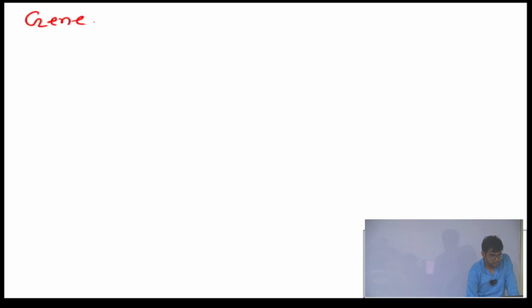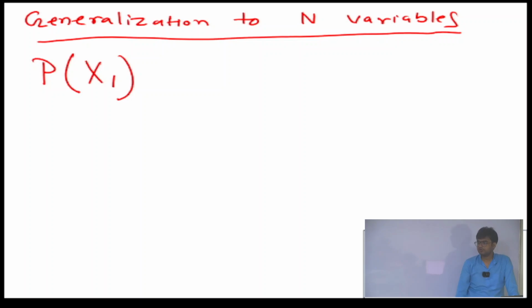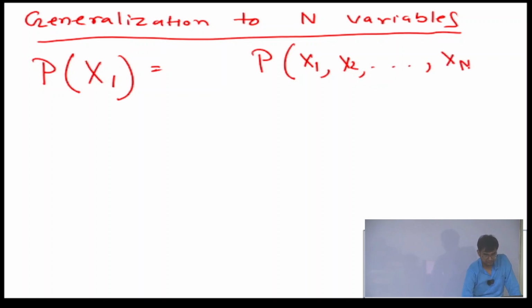So, generalization to n variables. Okay. The sum law, okay, let me see how should I generalize. So, let us say I want to find out probability of x1, okay, and I have been given probability of x1, x2, I said n variables, so up to xn. So, I know the right hand side, I want to find out the left hand side. How can I do it? Using sum law. What will the sum law look like? x1, summation over x2 to xn. So, n minus 1 summations I should have.